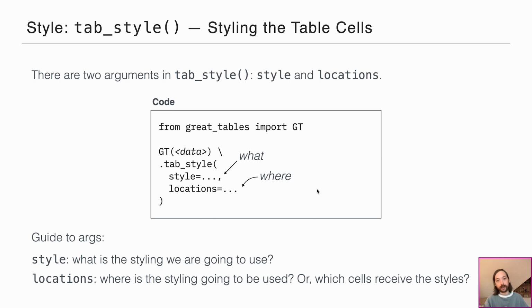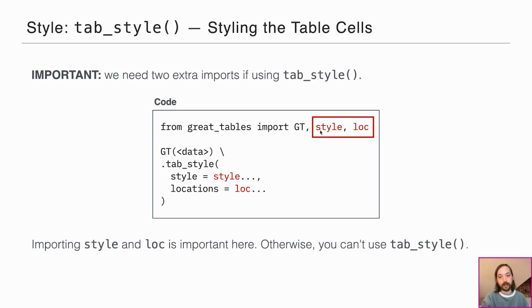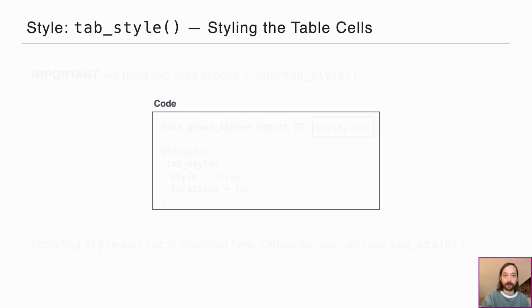So what kind of styling are we going to use? Are we going to color the text? Are we going to fill the background? And location is where should we do that in the data? Here's a few examples. For styling, you can either fill the background, change the text, or modify borders. For location, the most common one is loc body, which says somewhere in the body of the table we want to change something. But we have others for targeting all the parts of the table that you can apply styles to. For these examples, we're going to import the style and loc submodules, and those contain the pieces we need for using tab style.